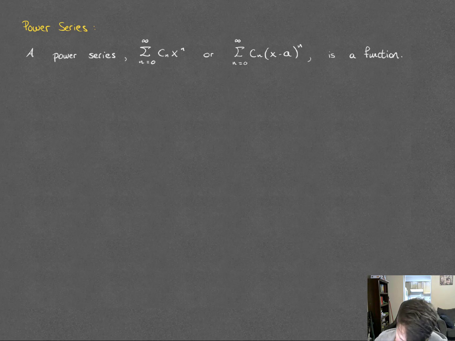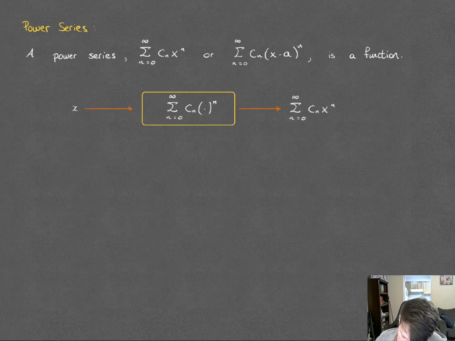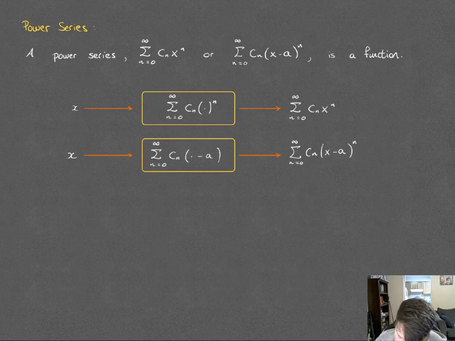Okay, but what is a function? A function is a machine. It takes in x and it spits out f of x. So a power series takes in x and it spits out the sum of c_n x^n. So you hand this power series an x and it gives you a series. Similarly, for one centered at a, we hand it x and we get the sum from n equals 0 to infinity of c_n (x minus a)^n.